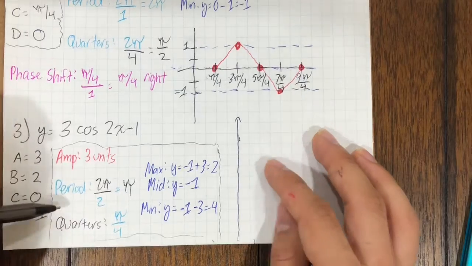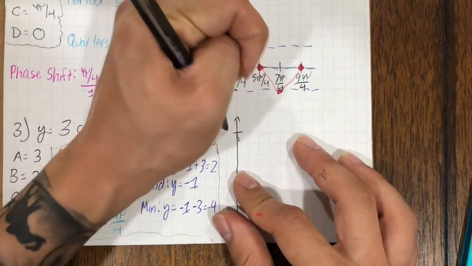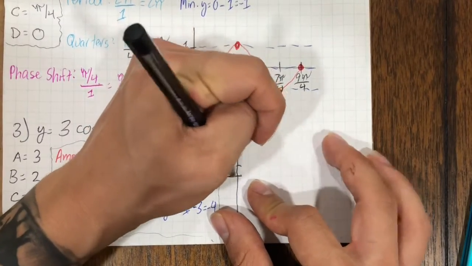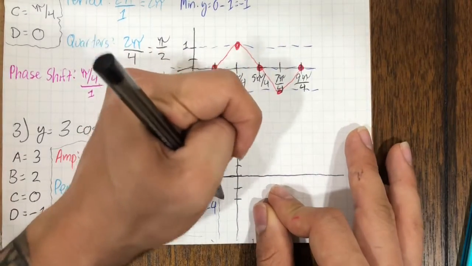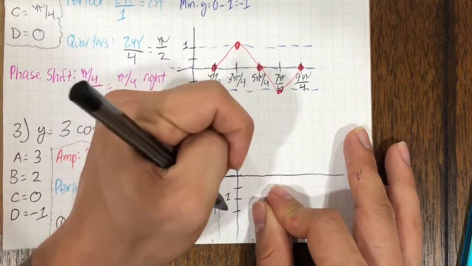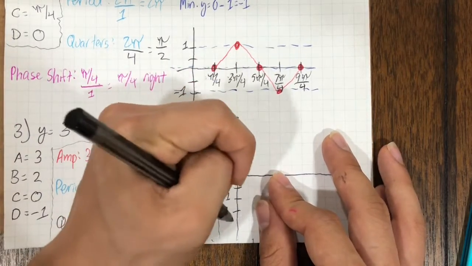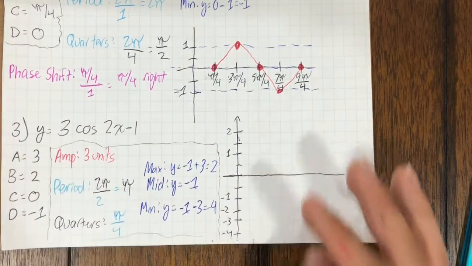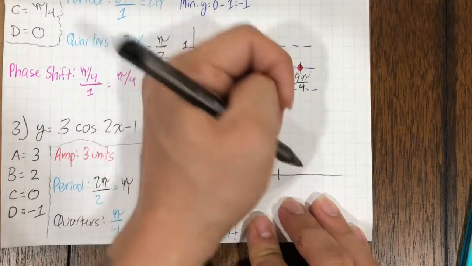So I have -4, so -1, well, +2, +2, 1, 0, 1, -1, -2, oh, let me see, -3 and -4, because I'm running out of space. You guys get the idea. Then I'm going to label my x-axis.